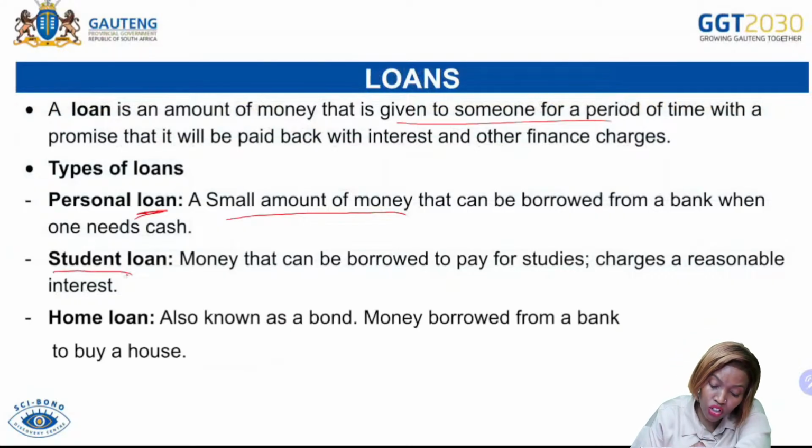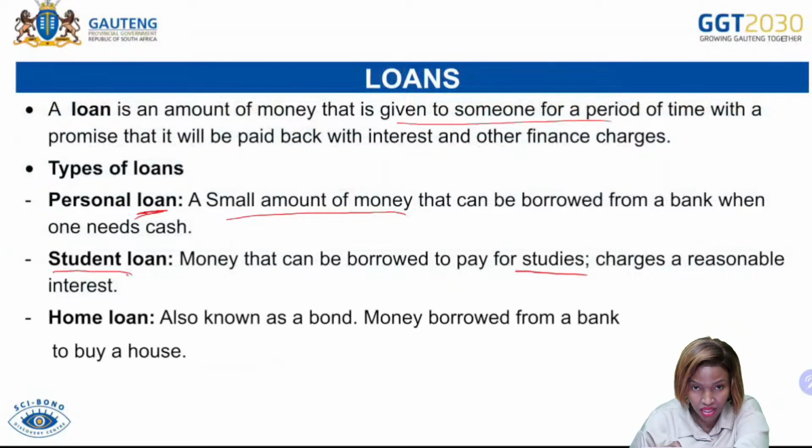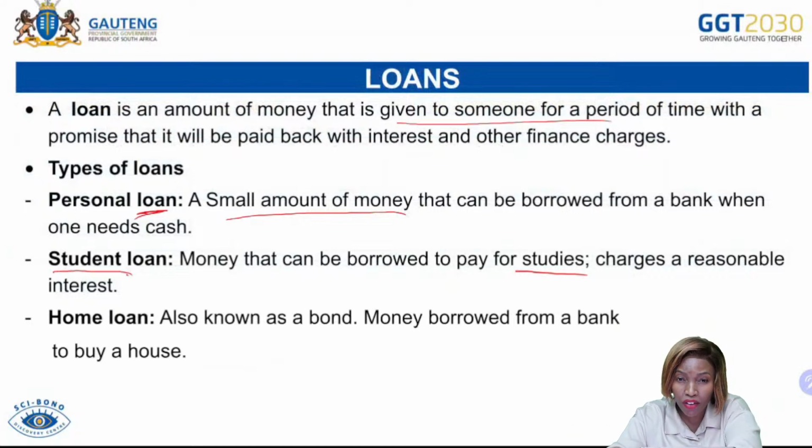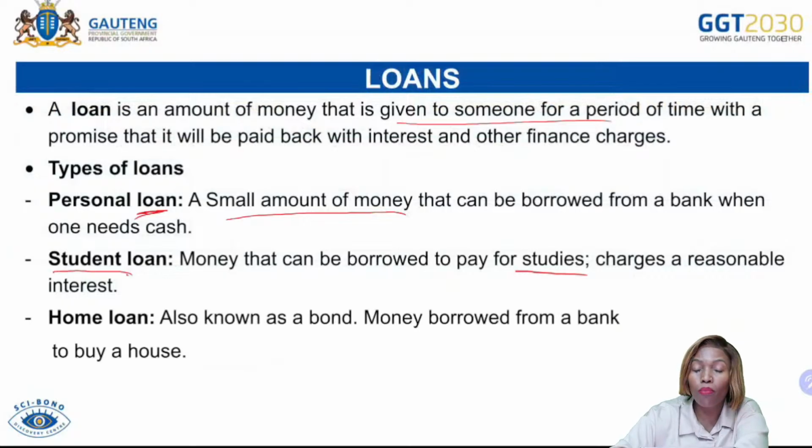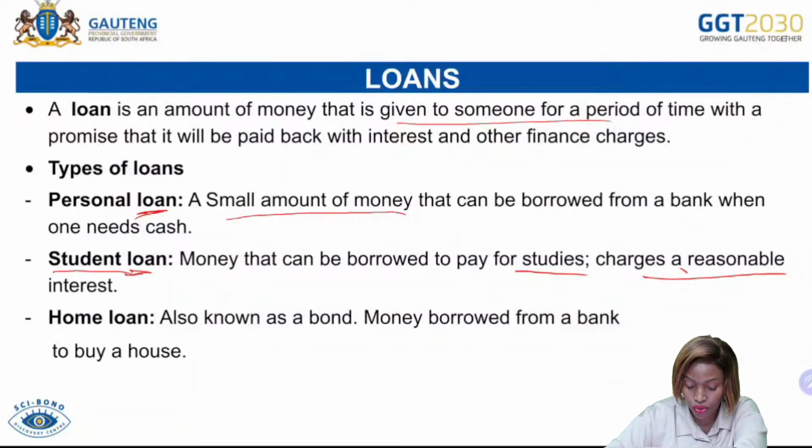And then a student loan, this is specifically meant for studies. So if you go to tertiary and your parents cannot afford to pay for fees, and you also don't qualify for NSFAS, it means your parents can apply for a student loan. That loan will pay your fees, and then your parents will have to pay back the money with added interest. But with a student loan, the interest that is charged is normally reasonable. So it's way less than the personal loan because it's meant for a good cause.